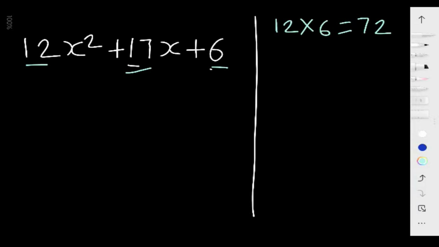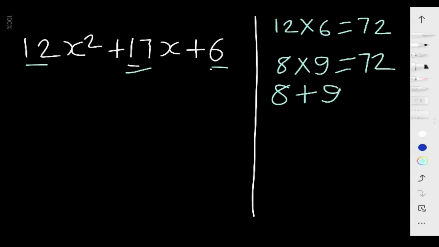So first you have to do like 72 means 8 into 9 equal to 72. And when you add this one, 8 plus 9 equal to 17. So I got it: 72. When we multiply, and when we add, that means the same numbers, when we add, then we get 17.